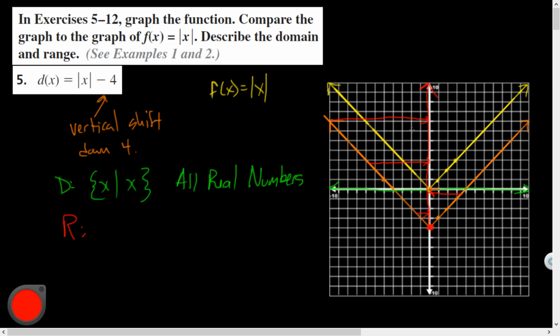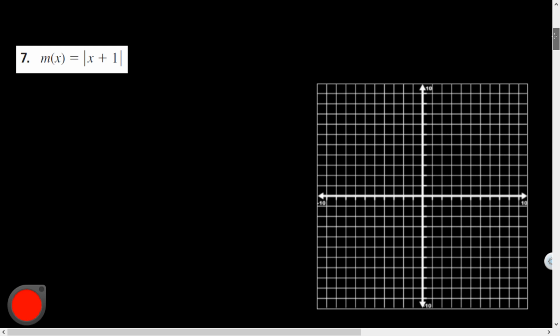And it would go up forever. So the way I would describe that is the set of all y such that y is greater than or equal to -4. Right? You guys believe it? I hope so. So there's our absolute value graph.